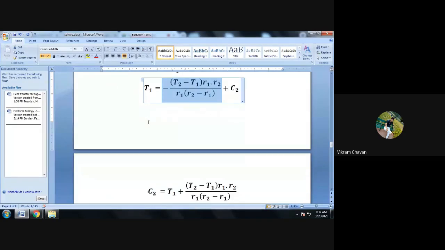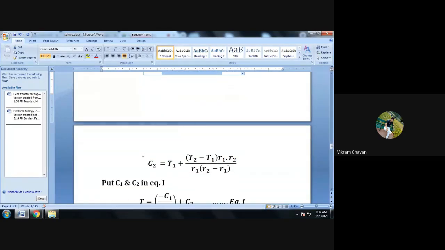So we'll get the equation as C2 is equal to T1 plus (T2 minus T1) multiplied by R1 multiplied by R2, whole divided by R1 into bracket (R2 minus R1). Okay, so now we have determined the C1 and C2 values.